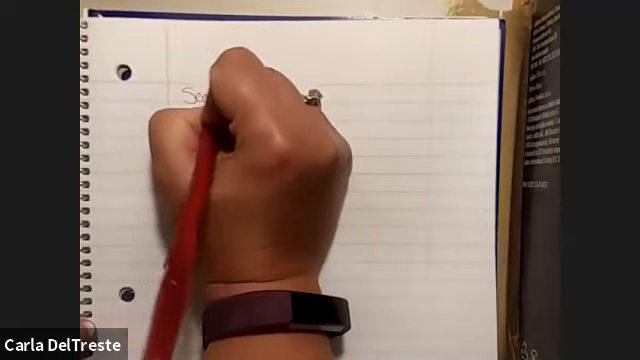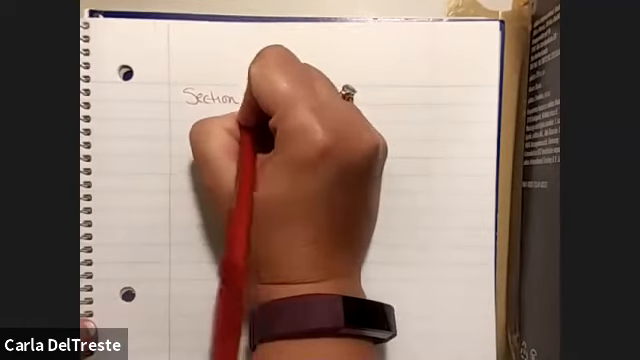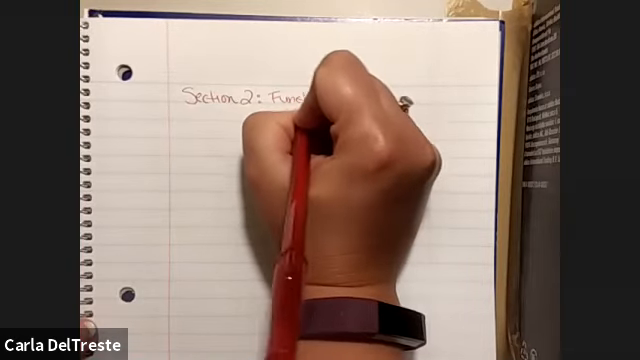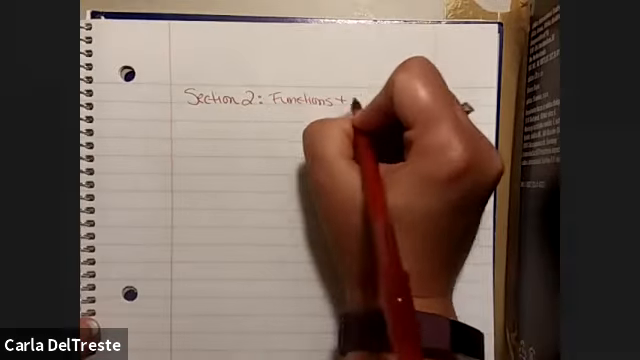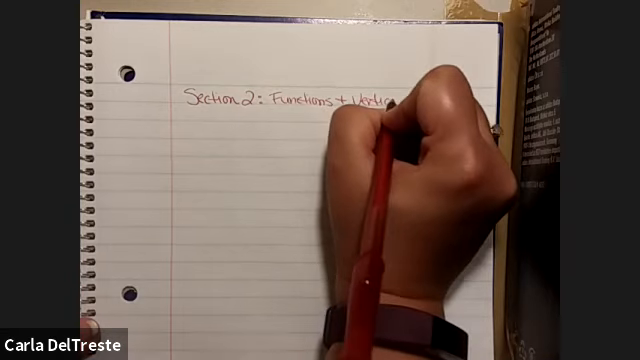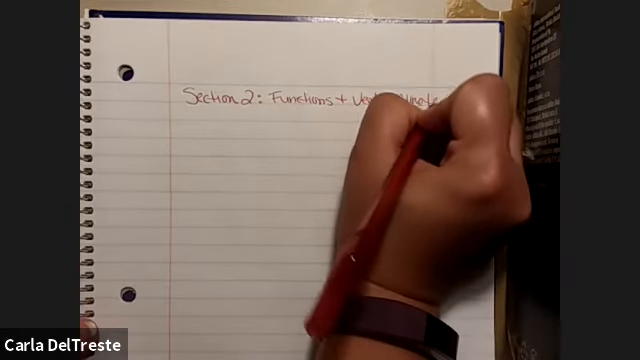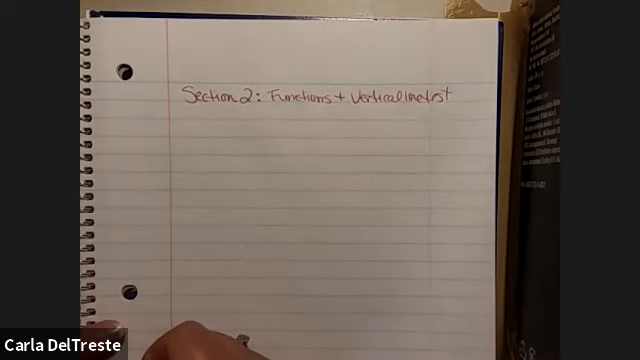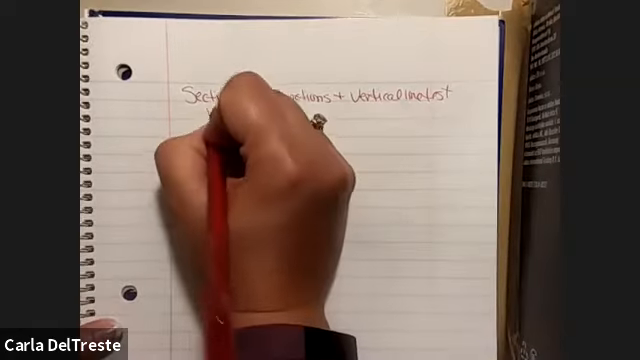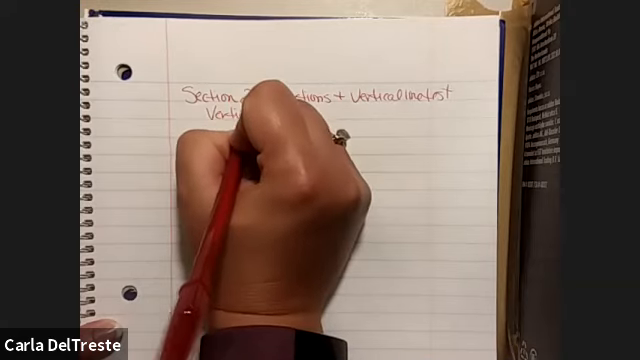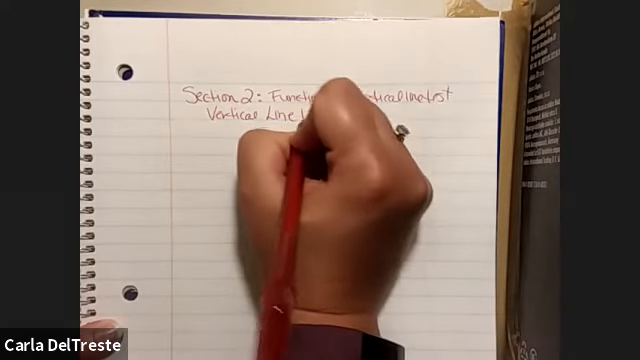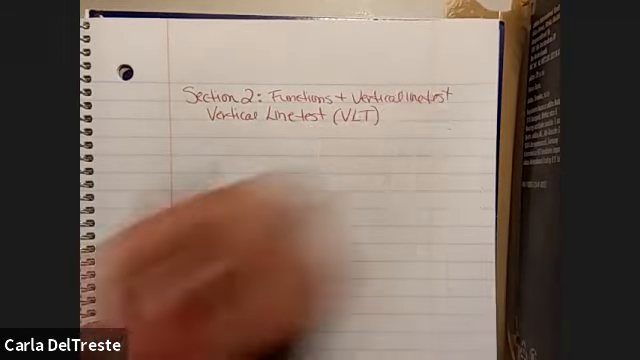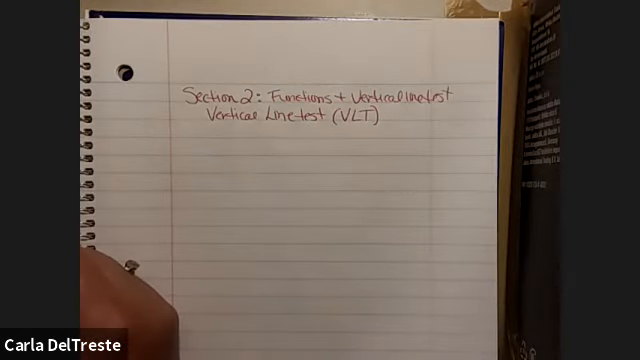So just, again, good note taking. Always title it with what we're talking about. So this is functions and the vertical line test. And a lot of times the vertical line test can be abbreviated as VLT. So if you want to be one of the people that like to abbreviate that, be my guest.